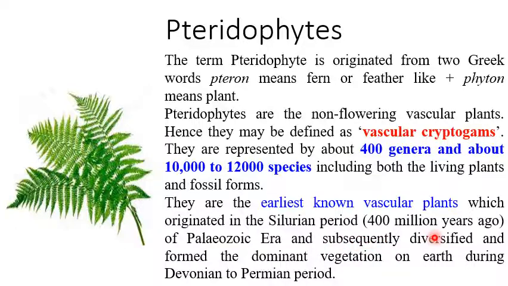Subsequently, they diversified and formed the dominant vegetation on Earth during the Devonian to Permian period. So during the Devonian to Permian period, they spread all over the Earth, conquered the Earth, and increased their diversity considerably.